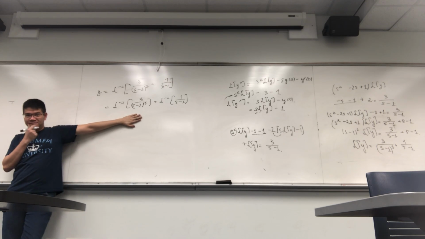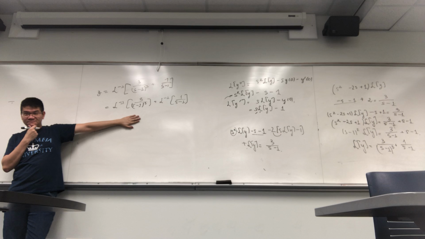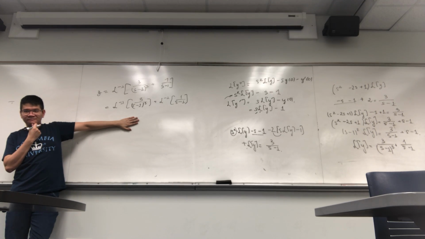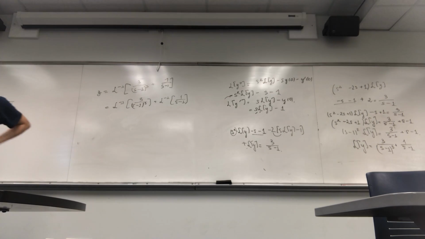Is it because the Laplace transform of t to the n times e to the at is n factorial over s minus a to the n plus 1? Can we use that formula? Since we have s minus 1 to the 3, we can think of that as 2 plus 1. So we need to have 2 factorial on the top, so we can multiply top and bottom by 2 factorial.